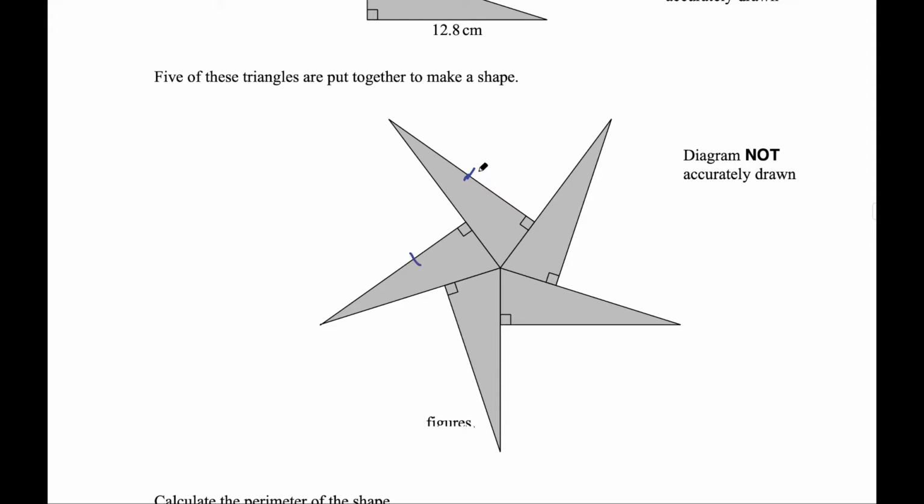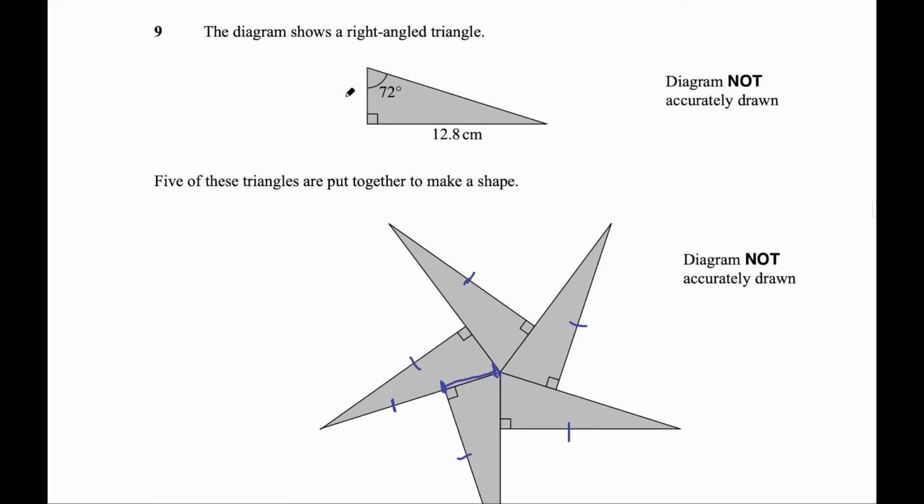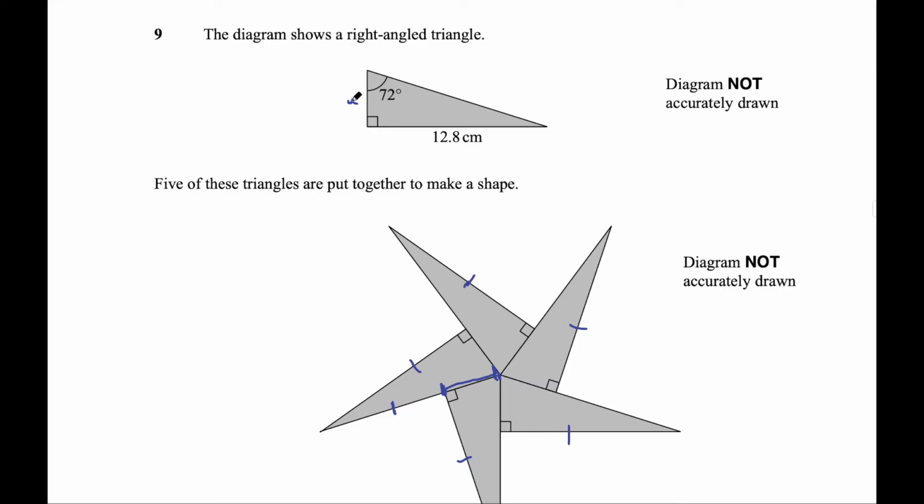So we have this leg 1, 2, 3, 4, 5 times, and then the only other length we need to work out is this one in here. Well, that's going to be the hypotenuse subtract the smaller length, this little leg. So we actually need to work out this side. Let's call that A, and we need to work out the hypotenuse. Let's call that H.